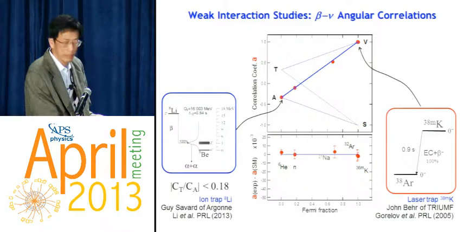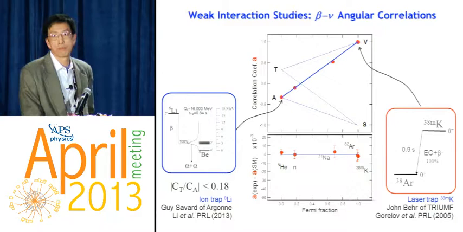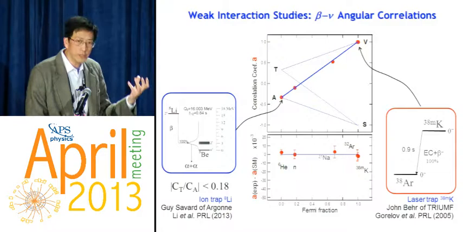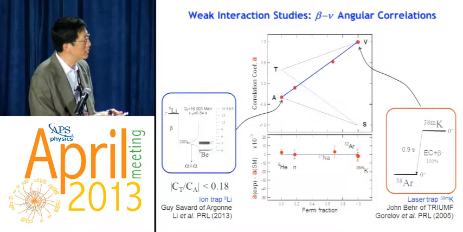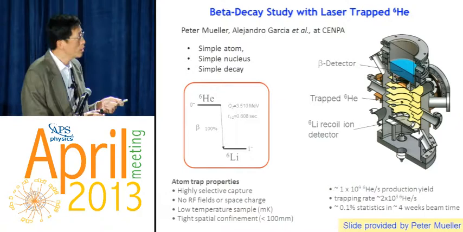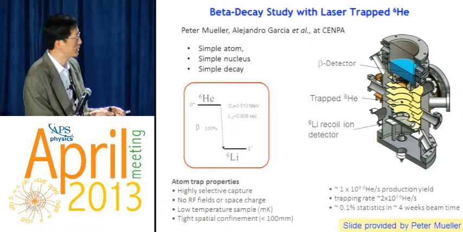This helium-6 number was measured back in 1963 by Johnson et al. at Oak Ridge, using not any traps, but a diffuse gas and a magnetic spectrometer to detect the recoil ion momentums. And now today, there's a new experiment pursued by my colleague at Argonne, Peter Mueller, and Alejandro Garcia at the University of Washington at Seattle, trying to use the laser-trapped helium-6 atoms for a better, improved measurement.